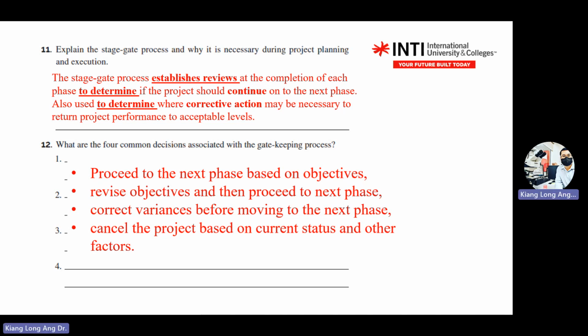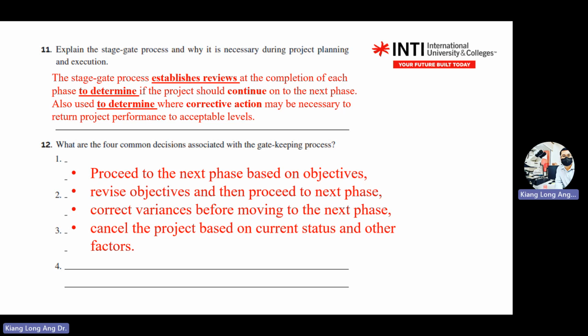So again, this is one set of answers. You can refer to the PowerPoint slides from our class. Again, there are four, and as long as you meet the meaning, it is correct. First, proceed without changes or proceed according to objective. Number two, proceed with changes, or with revision. Third, on hold, but you need to collect more information. Number four, you cancel or you decide not to proceed.